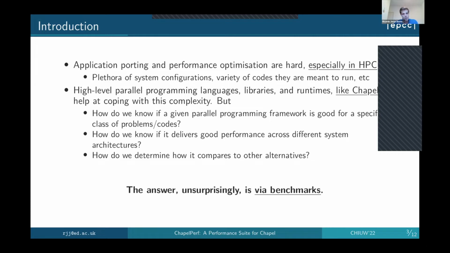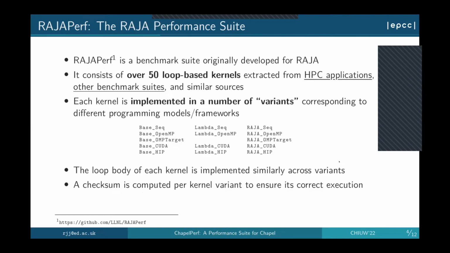But these high-level parallel programming frameworks bring new challenges to the table as well. Namely, how do we know if a given parallel programming framework is good for a specific class of problems? Or how do we know if it delivers good performance across different system architectures? And how do we compare a given programming framework to another? Of course, here we are interested in answering these questions from the viewpoint of Chapel. And in my opinion, a very good way of doing so is via benchmarking. And this brings us to RAJAPerf.